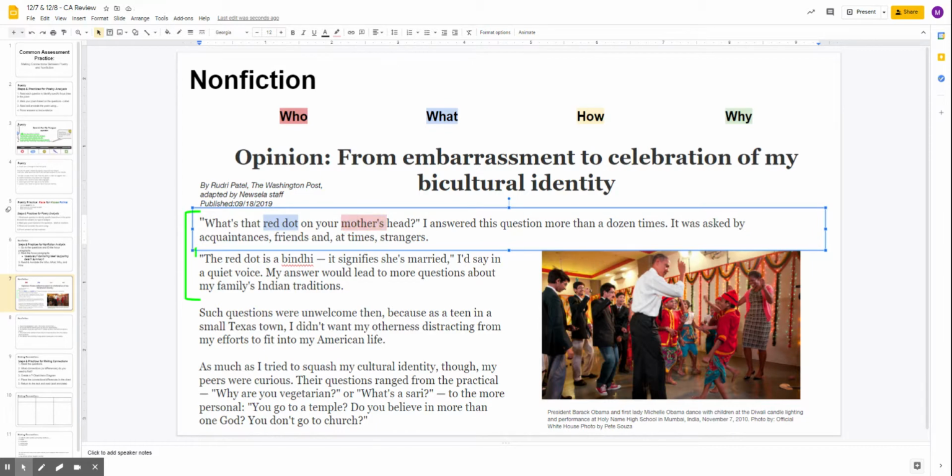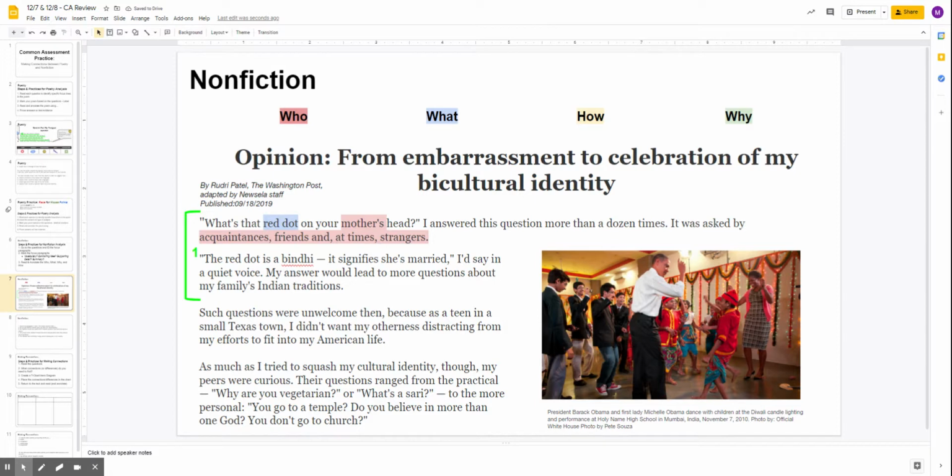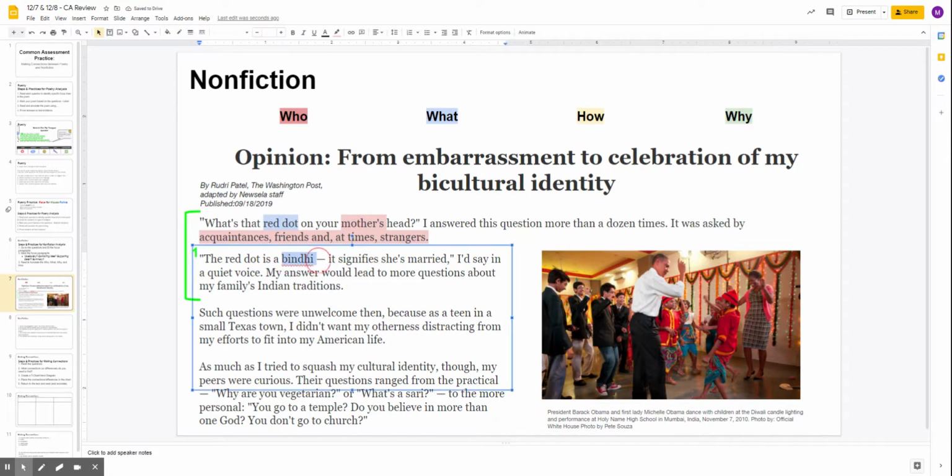I answered the question more than a dozen times. It was asked by acquaintances, friends, and at times strangers. Look at all that listing of people. There's a reason why all those people were listed. The red dot is a bindi. Bindi is a thing. That could be maybe a vocabulary word to think about or to key on later. It signifies she's married, I'd say in a quiet voice.